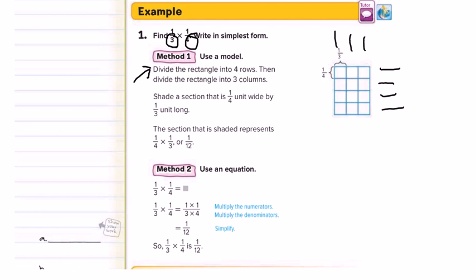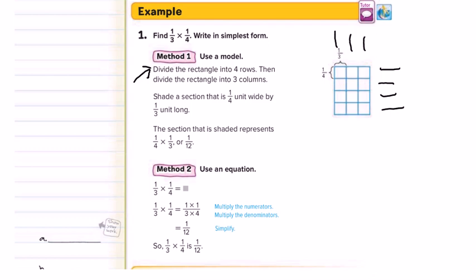Then I'll shade a section that is specified here in my problem. So this says 1/4 times 1/3. So I'll shade 1/4. And then I'll also shade going across 1/3.